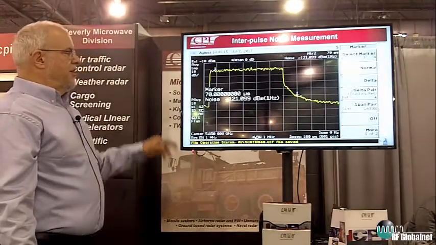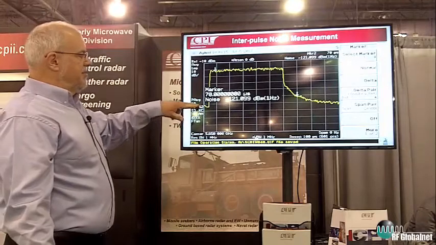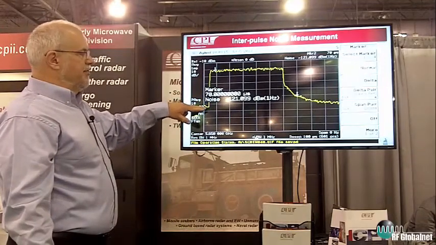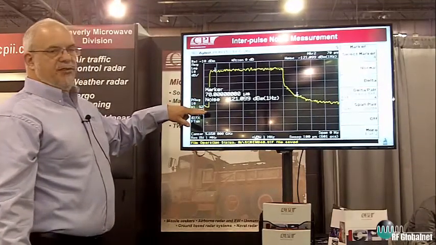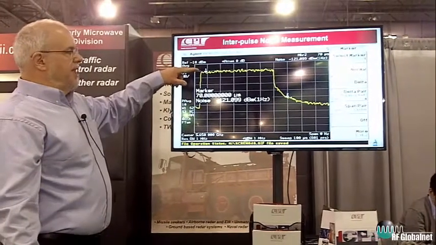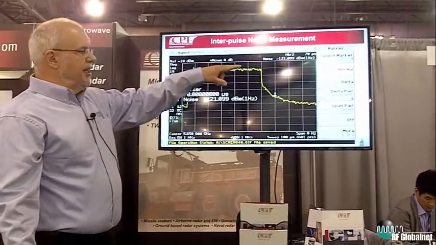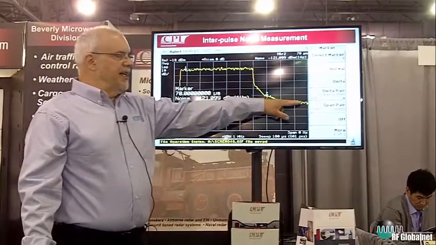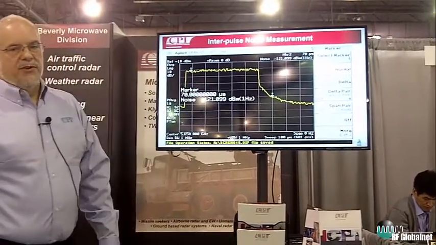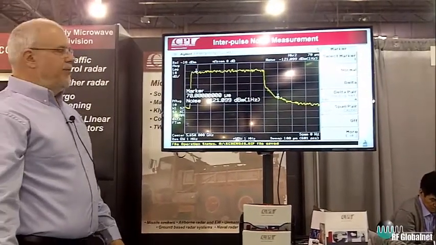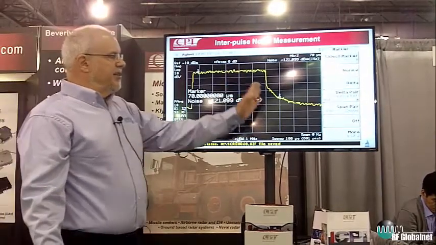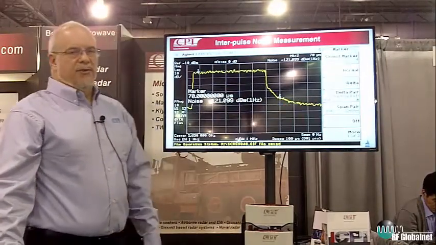The interpulse noise, we can see from this measurement, the typical noise floor is measuring at about minus 132 dBm per hertz. We amplify the signal during the pulse, and then at the end of the pulse, we get back down to the noise floor of minus 132. And what we're looking for is the time associated from the end of the pulse to when we get back down to thermal noise.